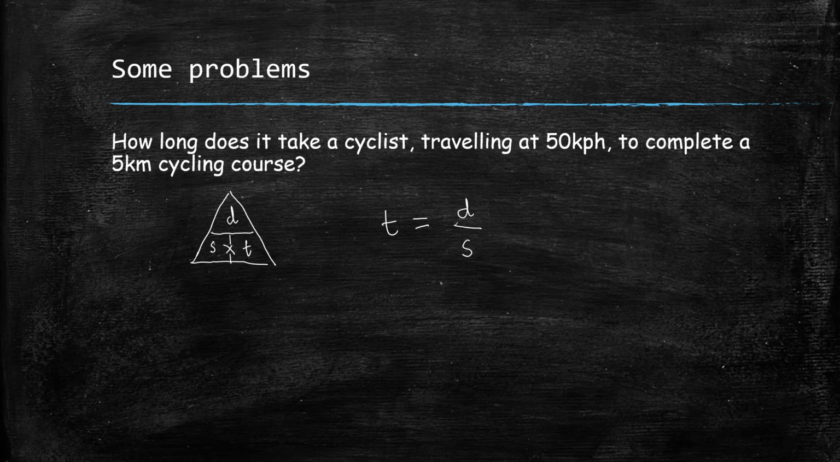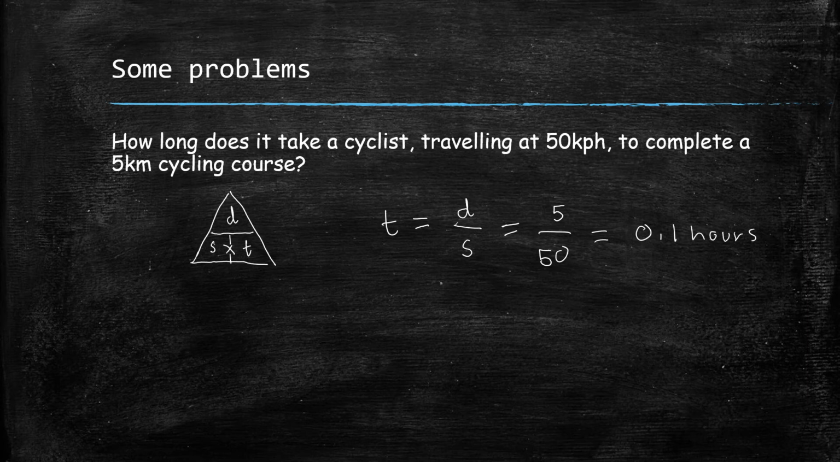We have the distance in kilometers and the speed in kilometers per hour. Since the units are consistent, we don't need to change them. So time becomes 5 divided by 50, which is equal to 0.1 hours.